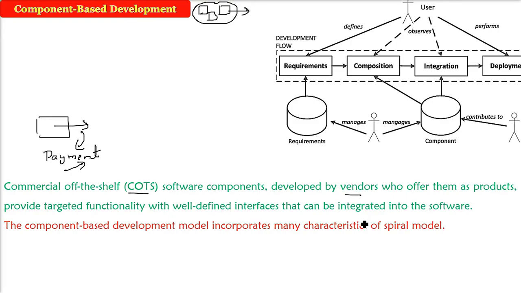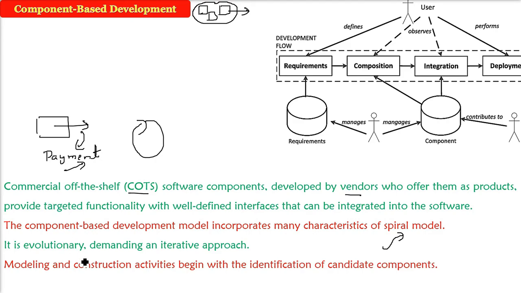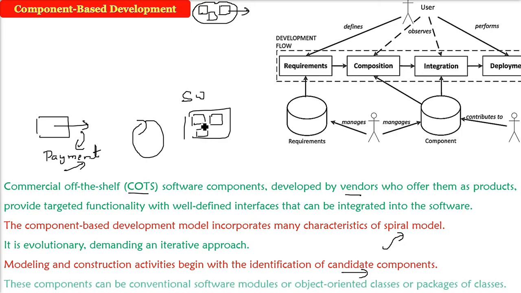In this component-based development model, various characteristics of the spiral model are incorporated. The way we develop using component-based development uses the basic characteristics of the spiral model. Since we are talking about the spiral model, it is evolutionary. That is why it has to be an iterative approach, because most of the time we combine two components and three components like this to make a complete software. So this modeling and construction activity will contain what? What are the candidate components? What all components do you have to fit? If you want to fit a software, which component, which part do you want to use to make it more complete?